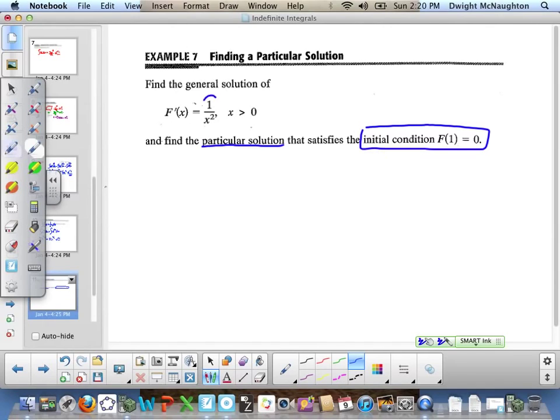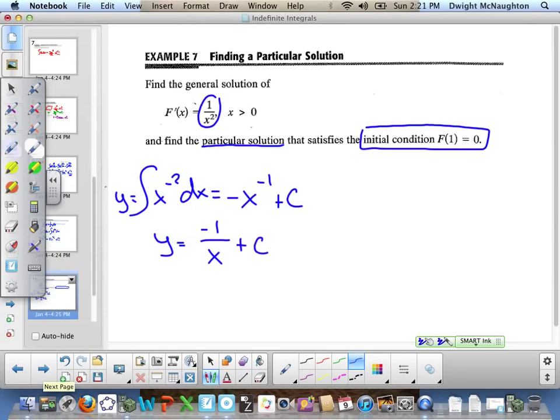So we're going to start by finding a general solution. So we're going to find the antiderivative of 1 over x squared. We'll rewrite that right away. X to the negative 2. We'll power up. Negative 2 becomes negative 1, and then we'll divide by negative 1, which is the same as multiplied by negative 1. So our function is y equals negative 1 over x plus c.